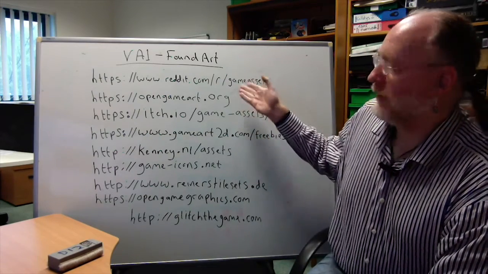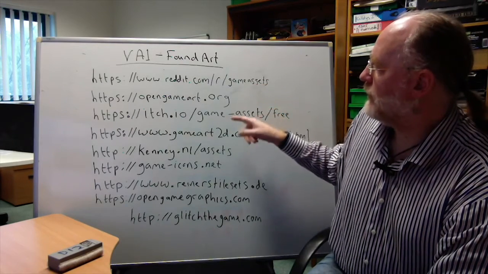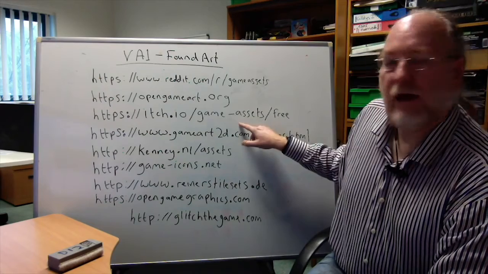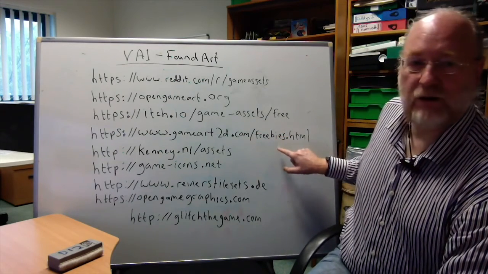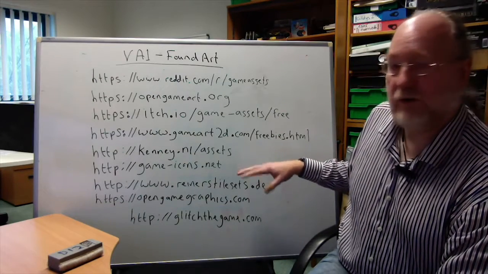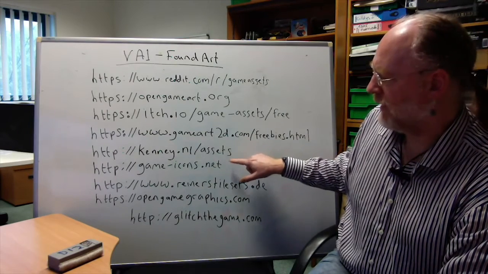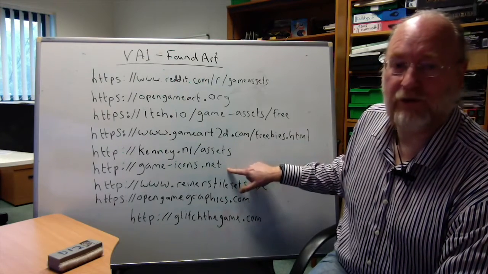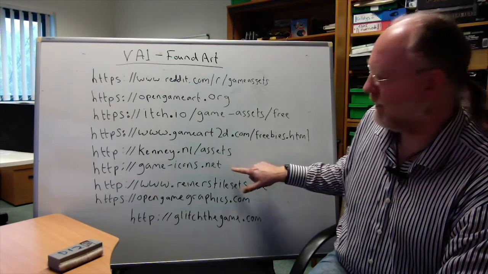Reddit has a list of game assets. OpenGameArt.org's got some good stuff. It's got some free game assets. GameArt 2D has freebies as well as some of the paid-for services. And there's a few private connections here. Kenney's got some art assets on it. GameIcons.net is particularly good. There's over 3,000 icons there, all of which can be used in your games.